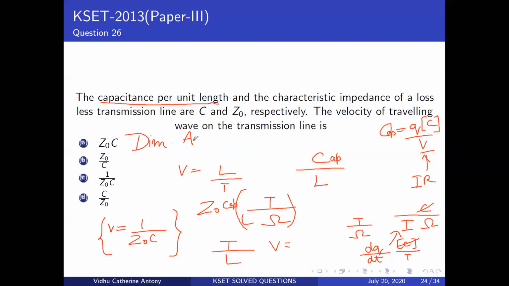This is a quicker way to do it. You do not need to know about your transmission lines. You do not need to know about your impedance value. You do not need to know about the velocity of the traveling wave on the transmission line.